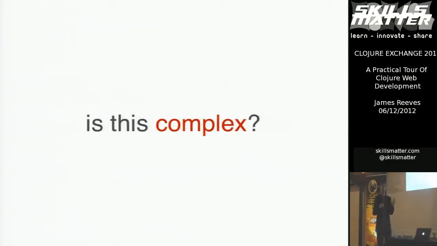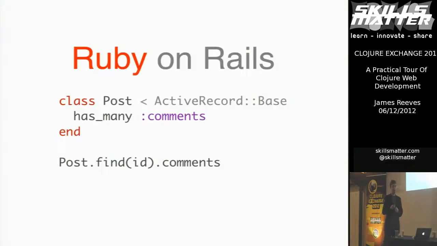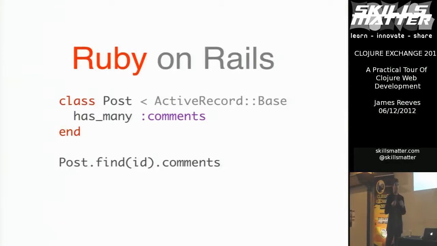Could we make it simpler? Well, let's see. So in Ruby on Rails, we'd have a thing like this. We'd create our model as objects, as classes. In this case, you have a post, and in Ruby on Rails, you can say a post has many comments. And then you have this thing down at the bottom here, where you can find a post by its ID, and you can call a method comments, which will give you the actual comments. So this is what we have, and this is the de facto standard for developing web applications.